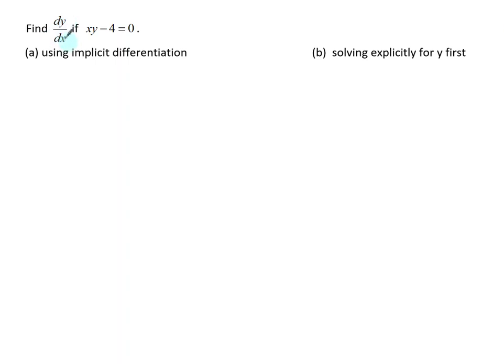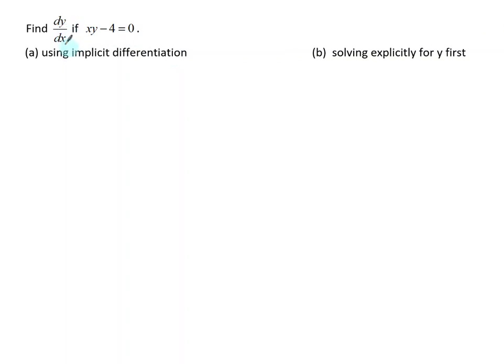Find dy dx if xy minus 4 equals 0. So we talked about how we can solve for y and get an explicitly defined function, but sometimes we can't, like that third example above. In that case, we would have to use implicit differentiation. What will this look like if we use implicit differentiation to find dy dx?